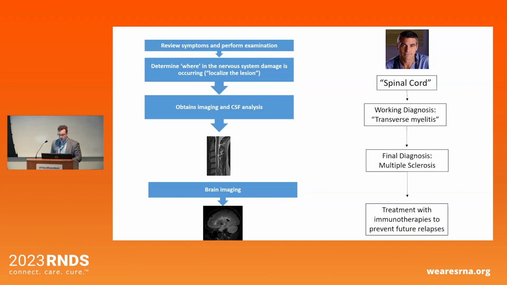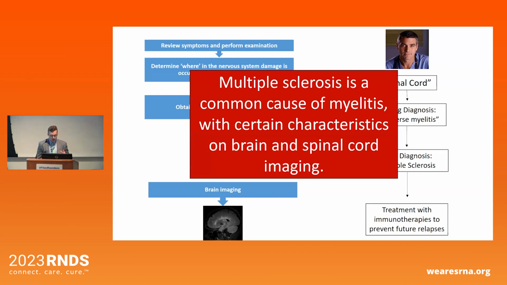People with multiple sclerosis are at risk of having future attacks. Many of them need some sort of treatment with an immunotherapy to prevent relapses. So learning point, multiple sclerosis is a common cause of myelitis. So of the group of disorders, MS is one of the common ones. And it has certain characteristics on brain and spinal cord imaging that can give us a clue. So we can use the imaging itself to often make that diagnosis.